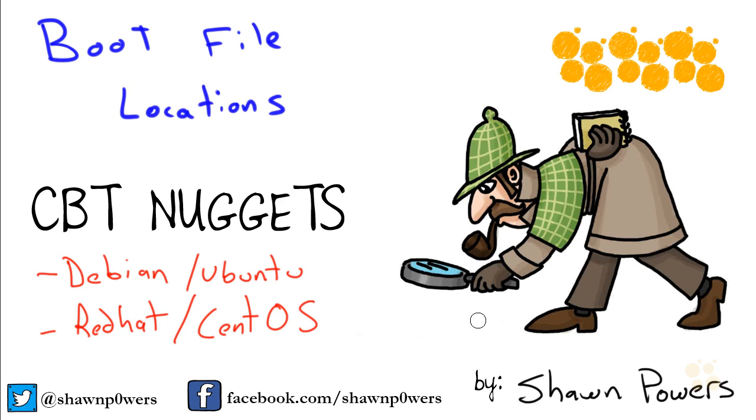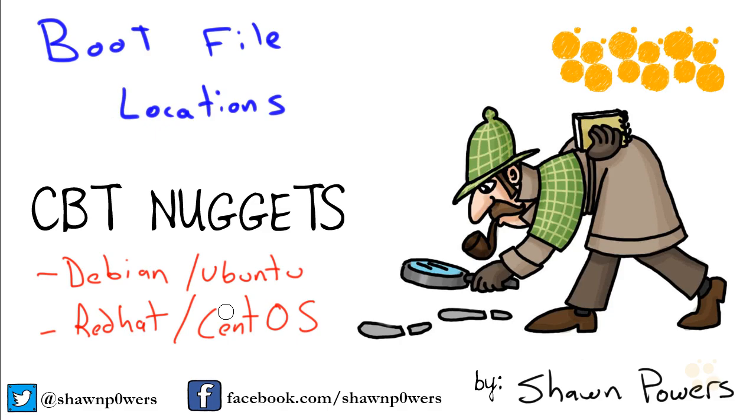Most modern Linux uses grub2 as their bootloader. However, there are a few differences when it comes to the operating systems or the distributions of Linux involved. Debian and Ubuntu do things drastically different than Red Hat and CentOS. So I really just want to take you through a tour of the boot file locations on various systems and what we have to do with them, because it's a little bit different how you update the files as well.